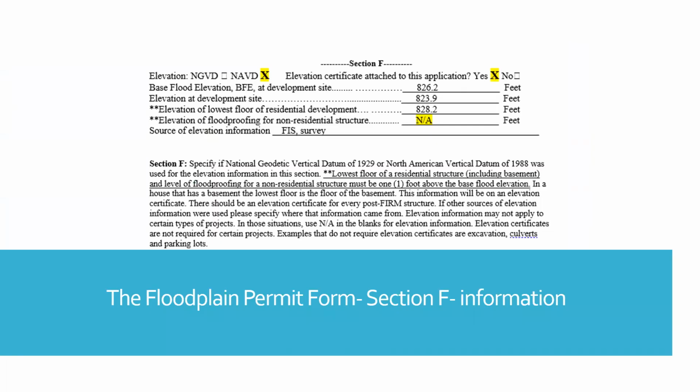and make sure that they are calculating the BFE for a detailed study area. So that would be using the flood insurance study for that, and then of course shooting the elevations for that lowest floor and stuff. So BFE at the development site, it says 826.2, and I'll go over why it says that, and then elevation of the development site, and then lowest floor of the residential development is at 828.2 in this fictional scenario.